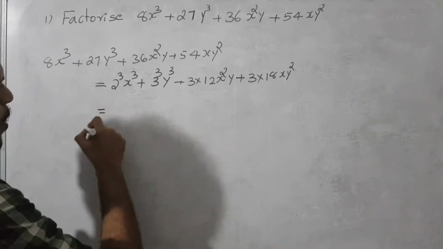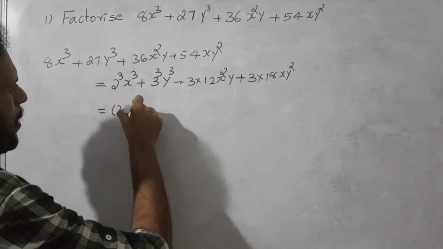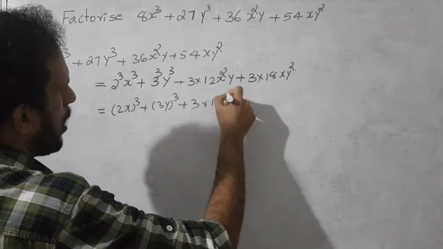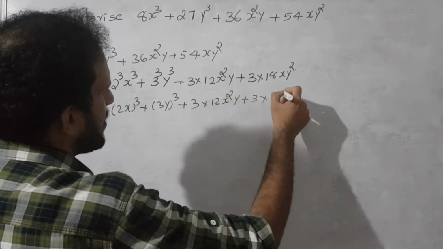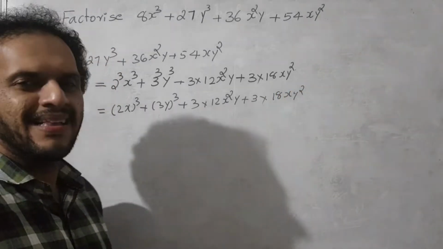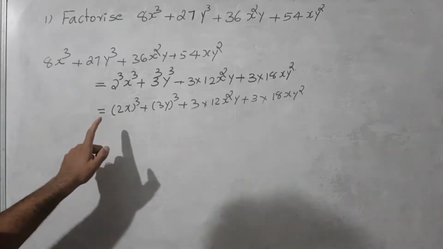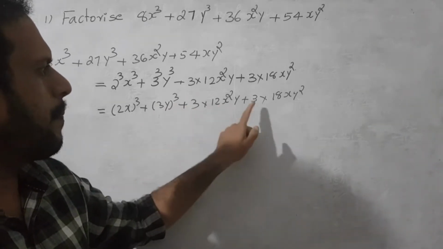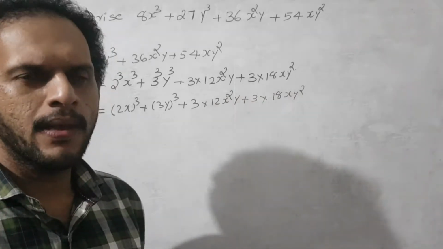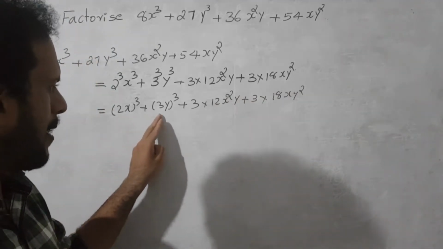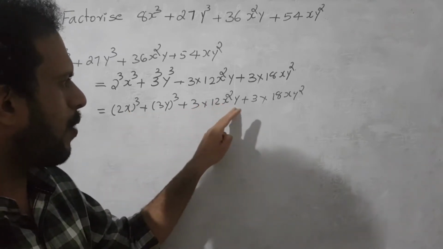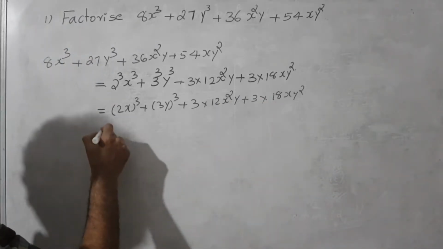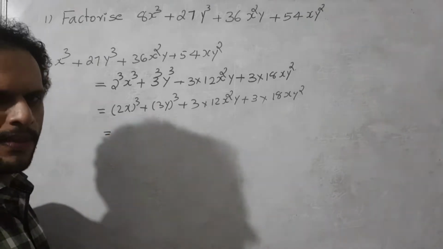Then it is equal to 2x whole cube plus 3y whole cube plus 3 into 12x square y plus 3 into 18x y square. This is an expanded form of a plus b whole cube, that means a cube plus b cube plus 3a square b plus 3a b square. This one is the expanded form of x cube plus y cube plus 3x square y plus 3xy square, so it is the expansion of x plus y whole cube.